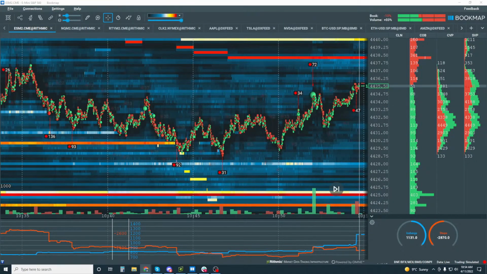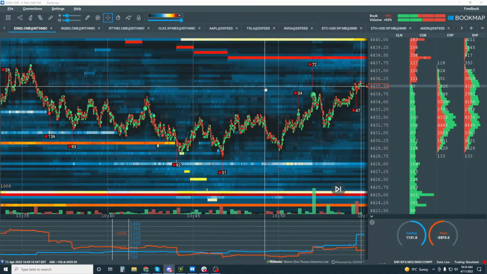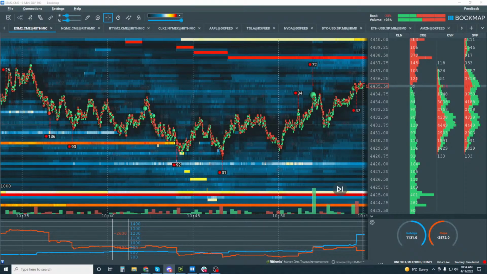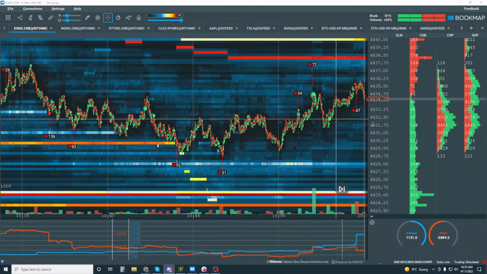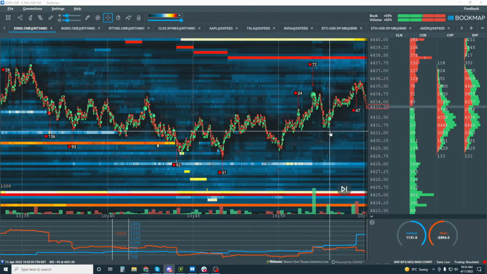Okay, so anyway, let's go back here. So what did we retest here on the pullback? Yeah, exactly. Back to high volume node right here. Okay, so of this range in here, this is the point of control of that range. Right, and did we get sellers in here? No.